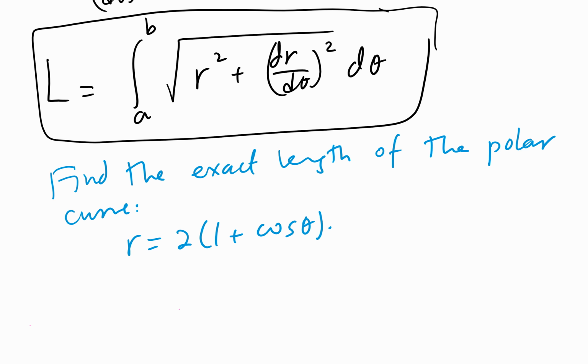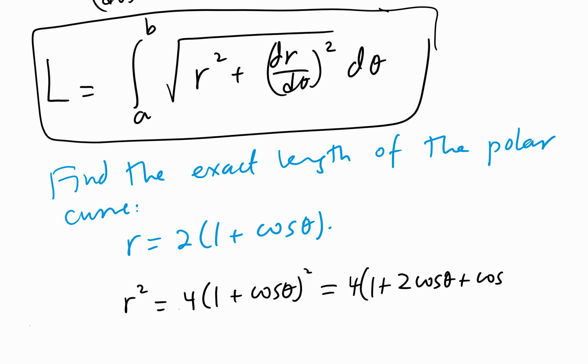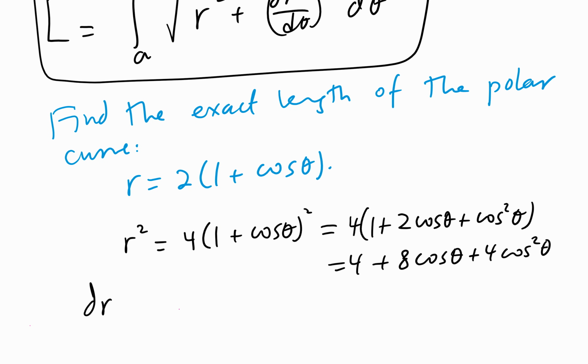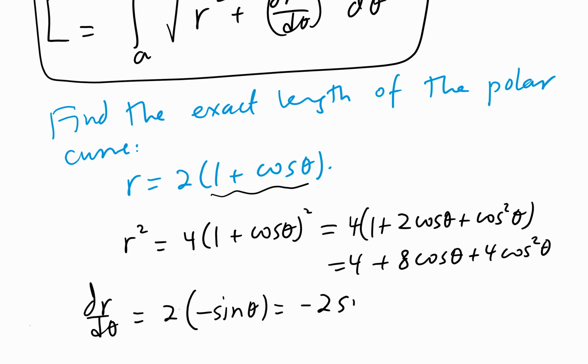So the formula is right here. We need to find r squared. So r squared is 4 times 1 plus cosine theta all squared, which is 4 times 1 plus 2 cosine theta plus cosine squared theta. And that simplifies to 4 plus 8 cosine theta plus 4 cosine squared theta. Also dr d theta, keep the 2 out. Derivative of this, it's 0 minus sine theta. So it's negative 2 sine theta.